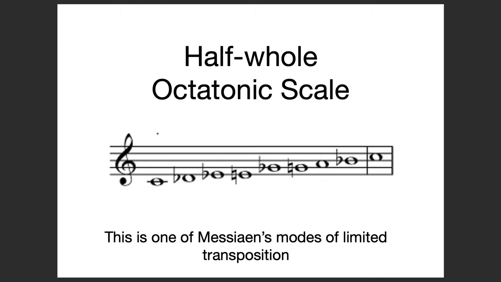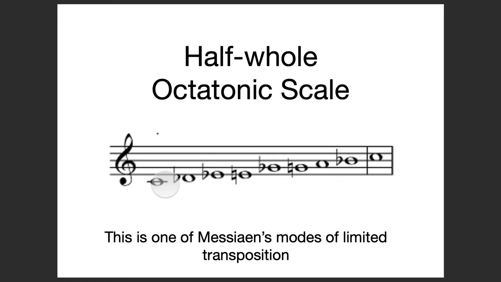It is in fact one of Messiaen's modes of limited transposition. This means that, unlike the major scale, there are not 12 versions of this scale, because it has some repeating patterns within it. You could start this scale on C, you could start it on D flat, you could start it on D, but by the time you start it on E flat, it would be exactly the same as this version here. So there are in fact three different versions, or three transpositions. We can think of it as the one starting on C, D flat, and D, and all others are just part of one of those three sets.